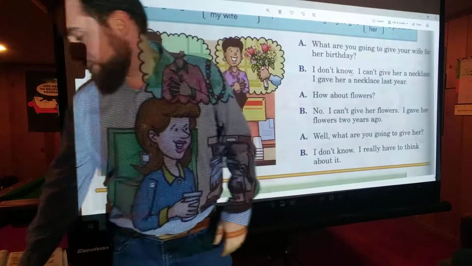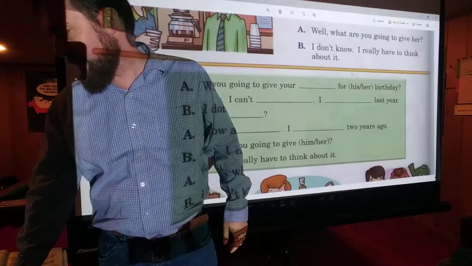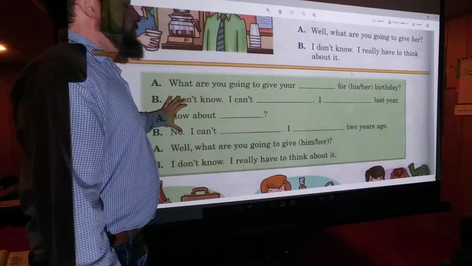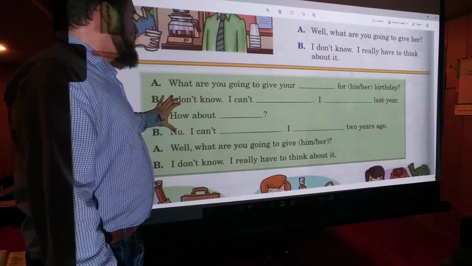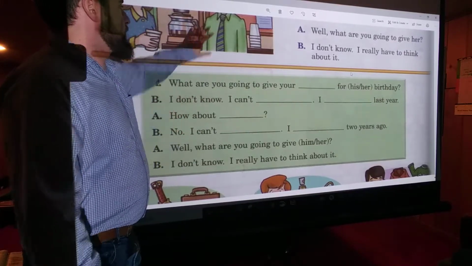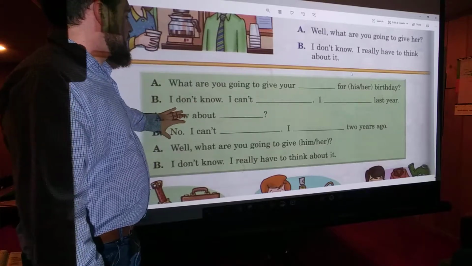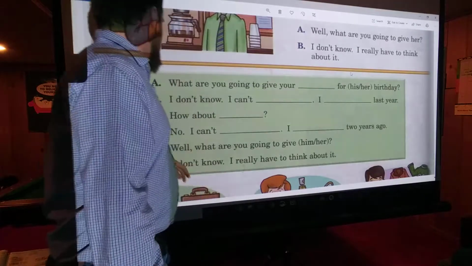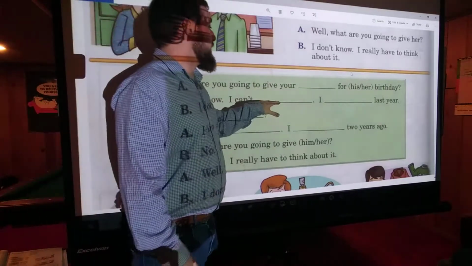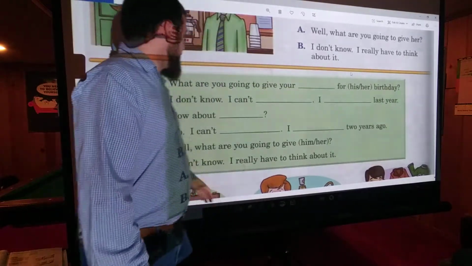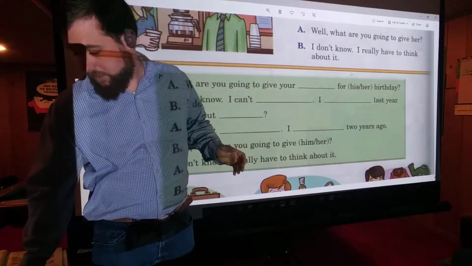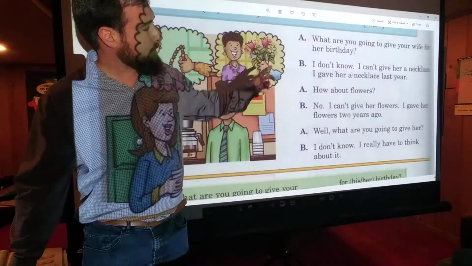So let's go on to the first one. We have several conversations here. So here we have a blank conversation for you to fill in some words. You're going to be using this a lot. It's just what we just set up here, but down here. What are you going to give your blank for her birthday? I don't know. I can't blank. I blank last year. You get the idea? It's the same thing that we just did up here. Okay, same thing.